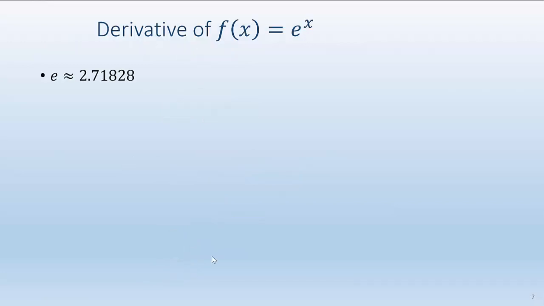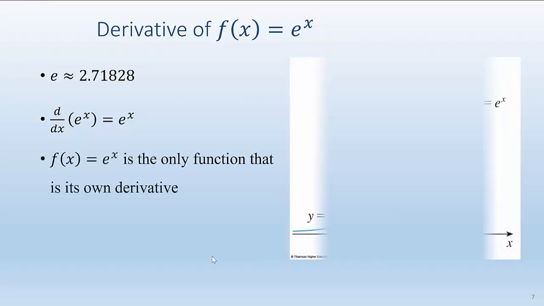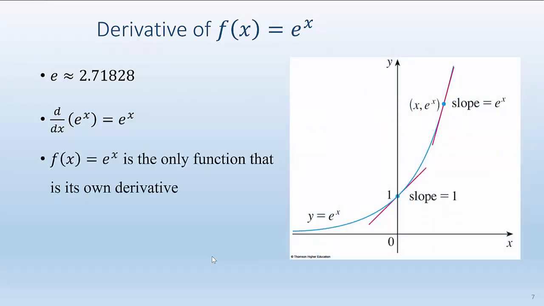Now e is a very special number. We give it the name Euler's number, and it's approximately 2.7. It's a special function, our e to the x, because the derivative of that function is itself, that is e to the x. No other function has that property of its derivative being itself. And it really means that the slope at any point on the function is equal to the y value.